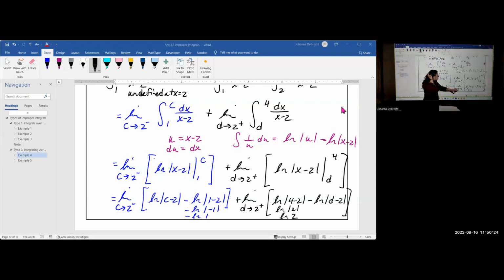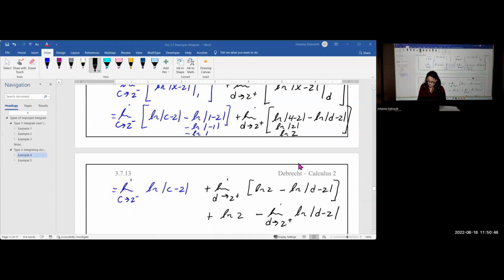Now, the second one, when I substitute the limits of integration, I get the natural log of the absolute value of 4 minus 2, minus the natural log of the absolute value of d minus 2. Now, the second part I can't do yet. That's where I need the limit. But for this first part, 4 minus 2 is just 2, and the absolute value of 2 is 2. So that gives me the natural log of 2.